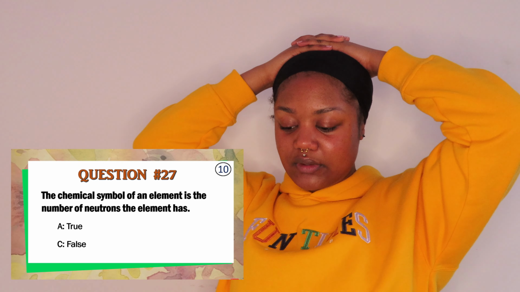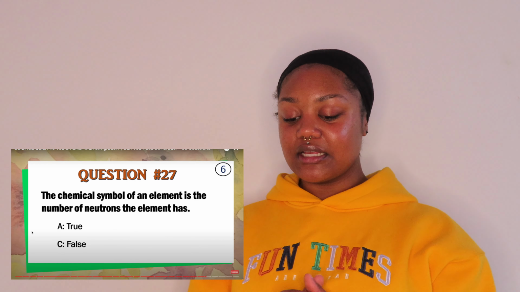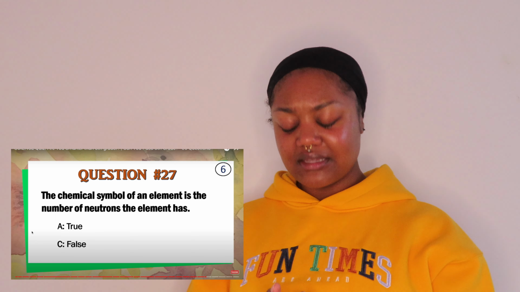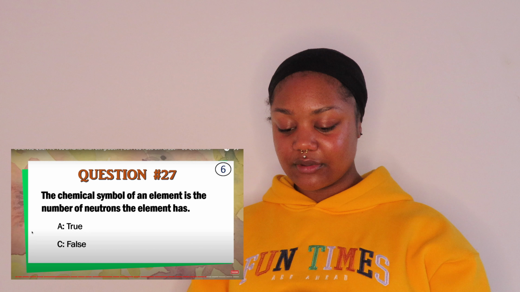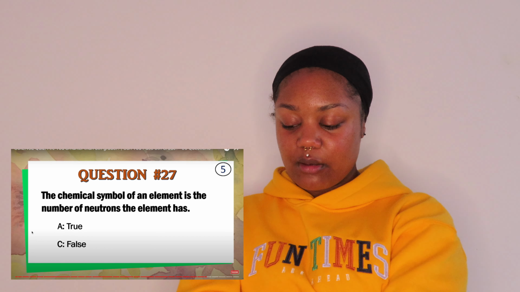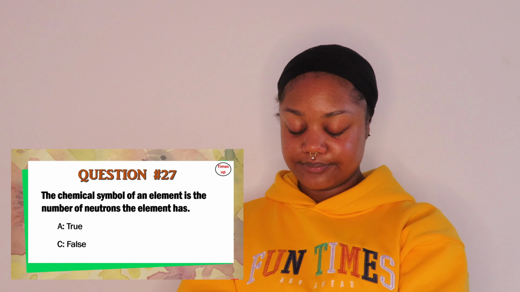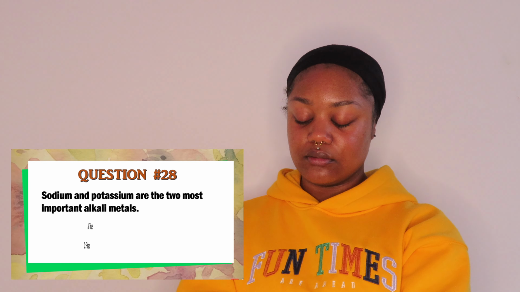The chemical symbol of an element is the number of neutrons the element has. Dang. The chemical symbol, I don't understand what it says. I'm going true. It's probably false, but I'm going true. I told you it was probably false, so technically I was right. I just didn't execute it the right way.